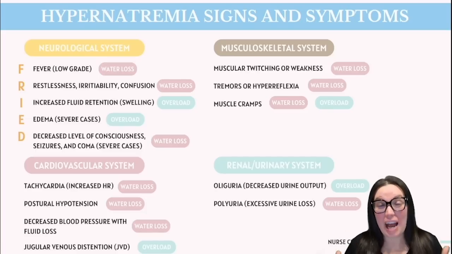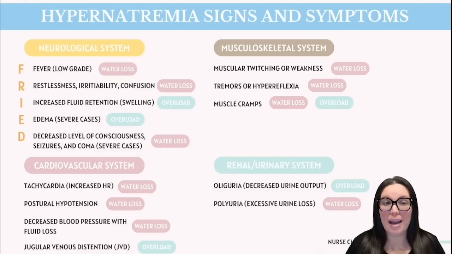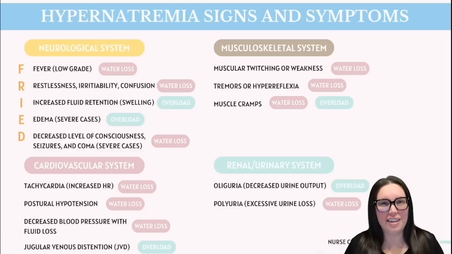All right, now we're going to move on to the heart, and this is where things get really interesting. With hypernatremia, you can see things like tachycardia, which is a fast heart rate, postural hypotension, which is a drop in blood pressure when you stand up, decreased blood pressure with water loss, as well as jugular vein distension, also known as JVD, and fluid overload. But why do these things happen?